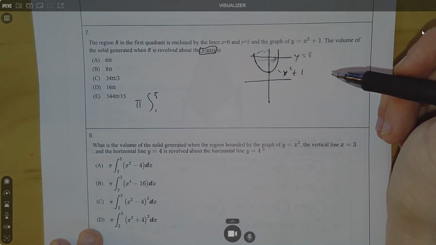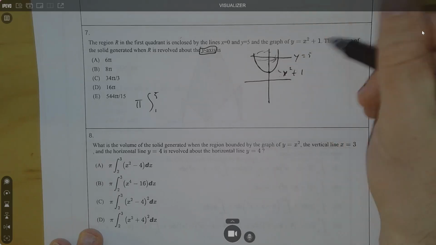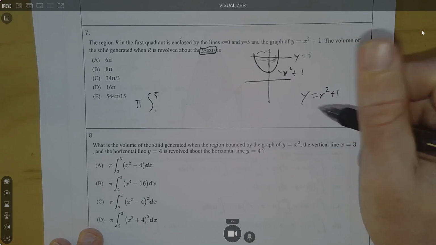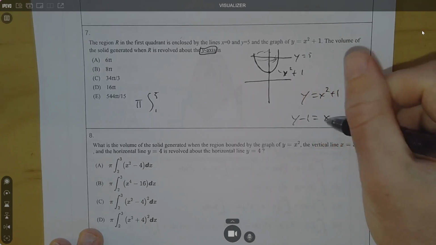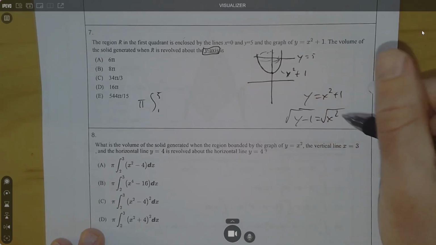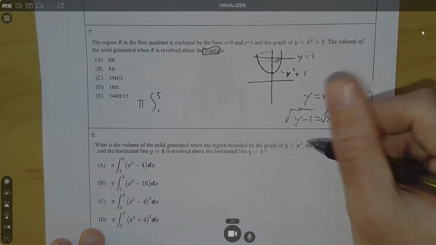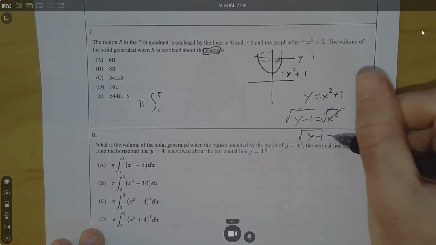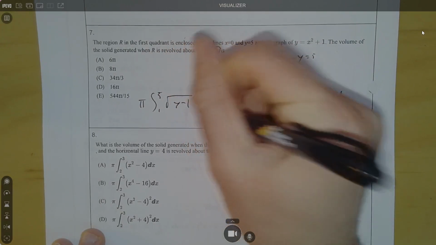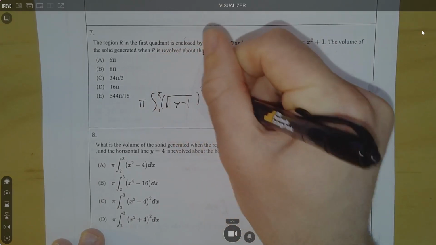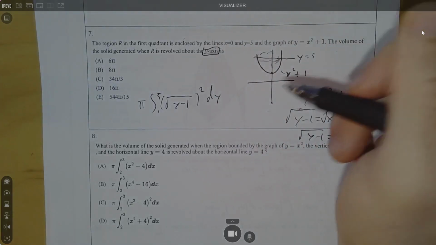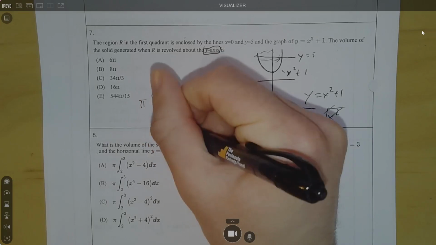And then because it's around the y-axis, I need to write it in terms of y. So over here, let's rewrite it. y equals x squared plus 1. That's going to be y minus 1 equals x squared, root. So I have root y minus 1 equals x, right? So it's going to be integral root y minus 1, but that's going to be squared, which will be helpful to us, dy. So now that we've squared it, it's going to come out nice and clean.